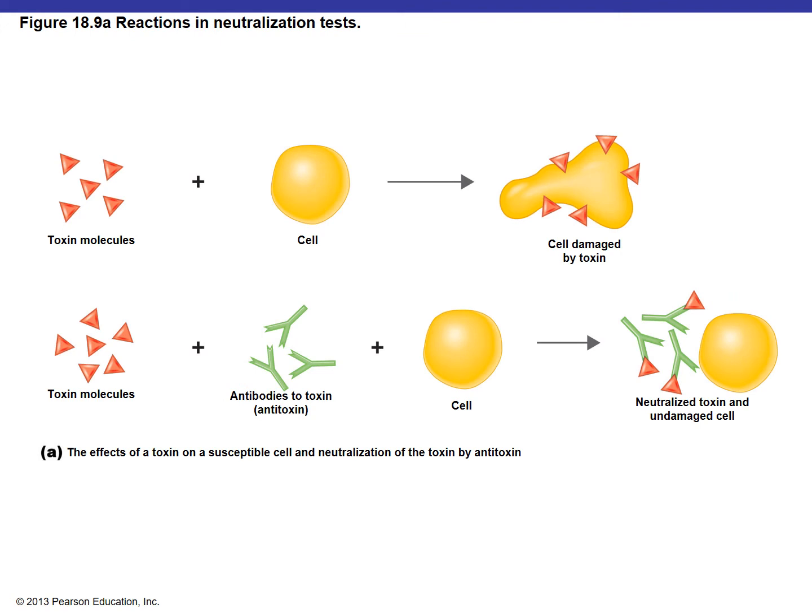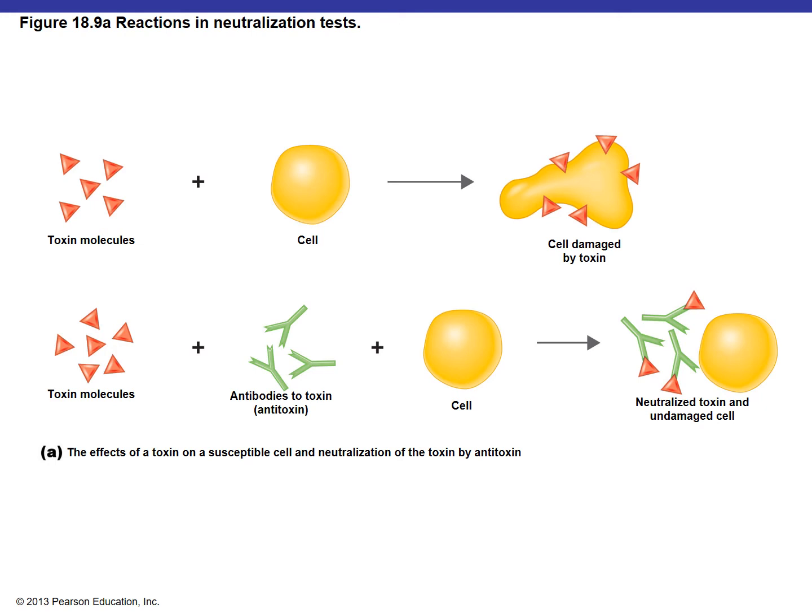Okay, here's some more neutralization reactions. Here's a toxin that's binding to a cell and causing cellular damage. But if you have a neutralization antibody, that antibody would bind to the toxin molecule before it could bind to the cell and cause its effect.